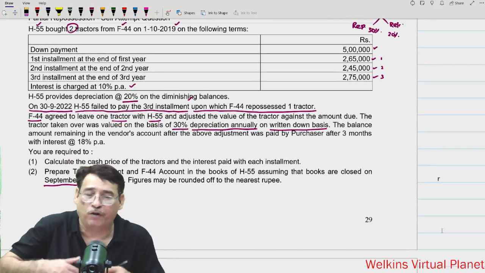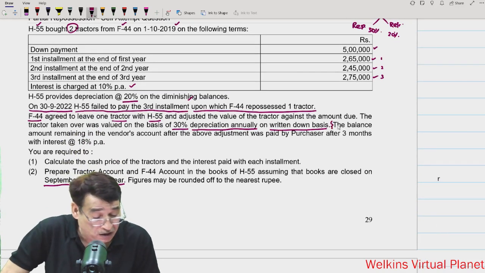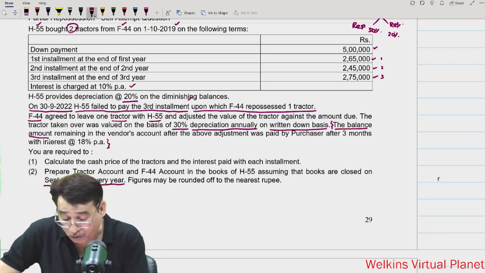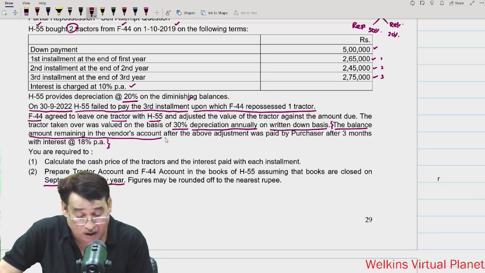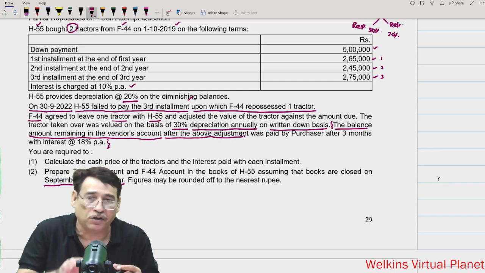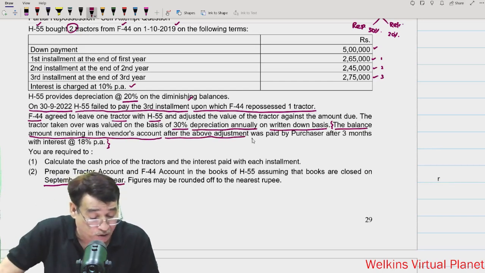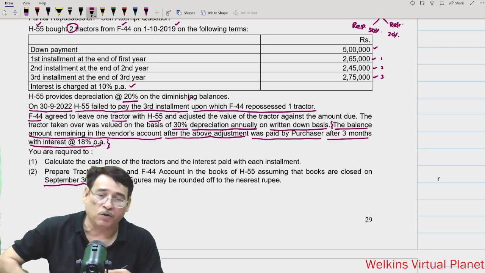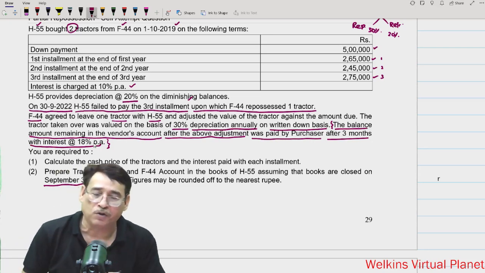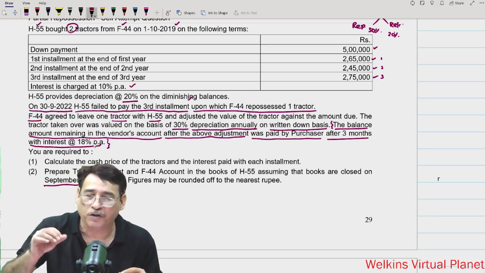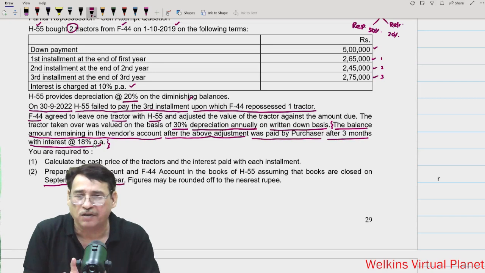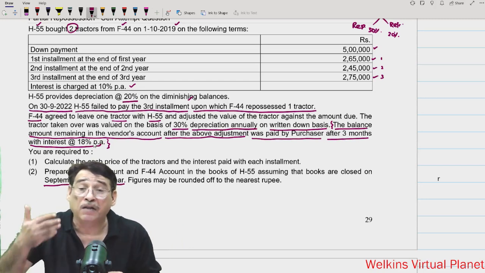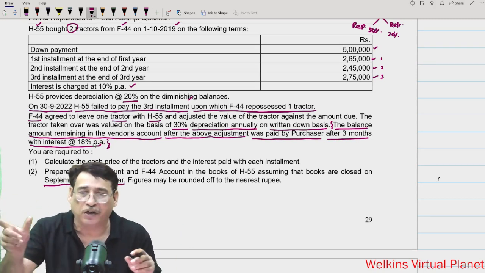However, this question differs from the earlier one in the sense that in the last three lines, some more information is given. The balance amount remaining in the vendor's account after the above adjustment, that means after the repossession, whatever balance carried down was there in the vendor account, was paid by the purchaser after 3 months with interest at the rate of 18%. So this time, whatever balance was there after the repossession, correct? So far, we were simply writing balance carried down after the repossession. But this time, the question has added something extra: whatever balance is there after the repossession process has now been paid after 3 months from the date of the repossession.